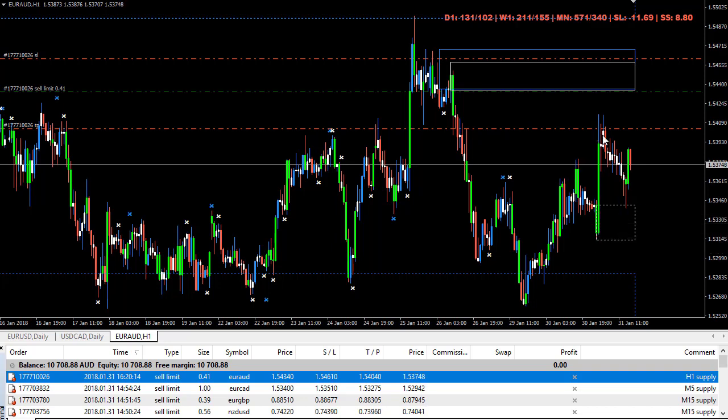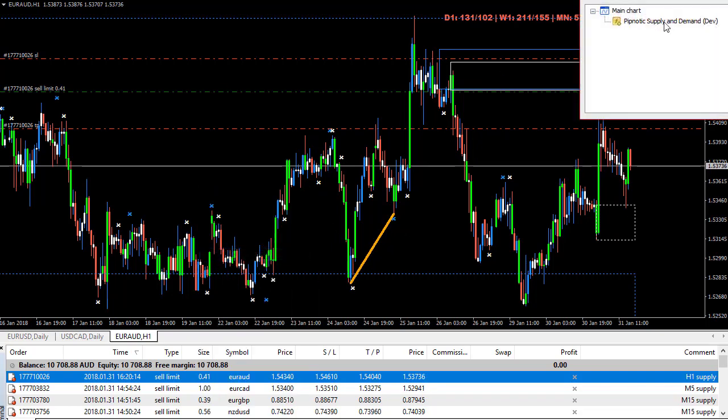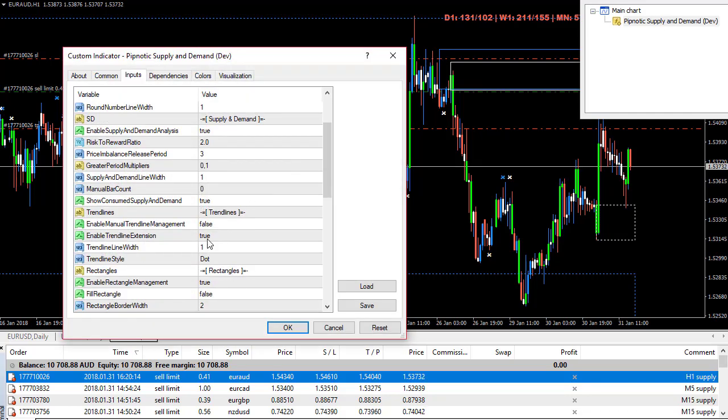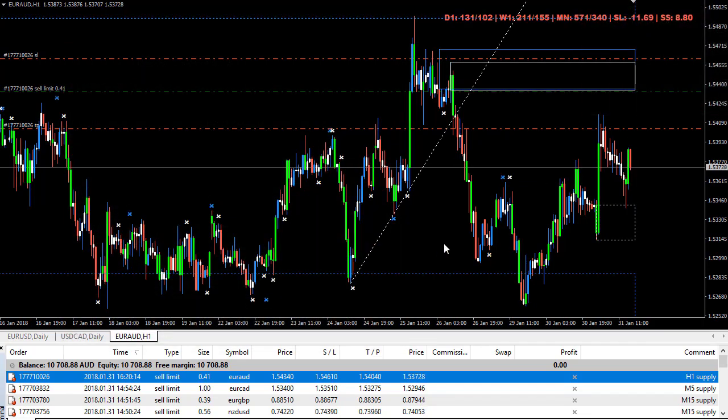Okay, if we have a look at this one here, the indicator told us that this was a good area. Price went up, it came down and tested. Why was this a good area? Well, it was a good area because if we draw, I don't know if this is enabled, let me make sure this is turned on. Trendline Management, and here. Good. So price went up.